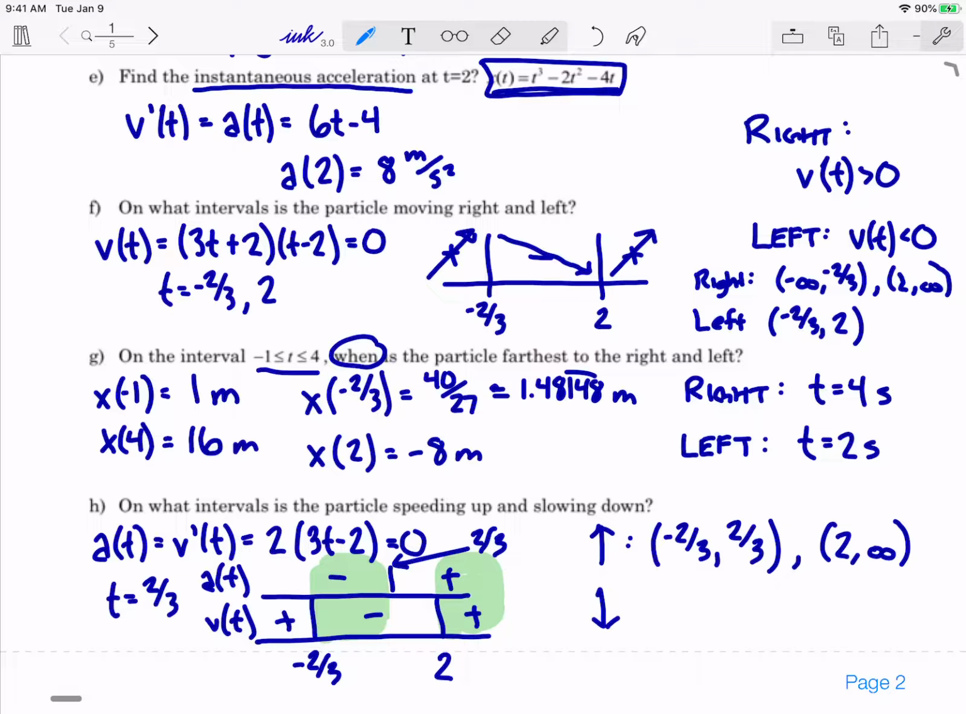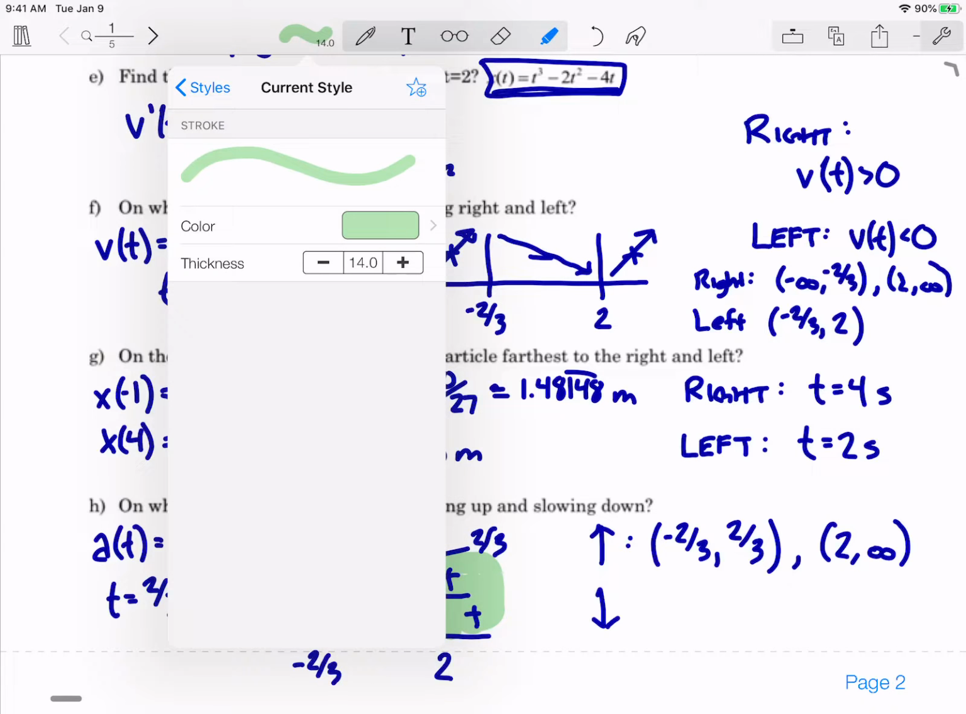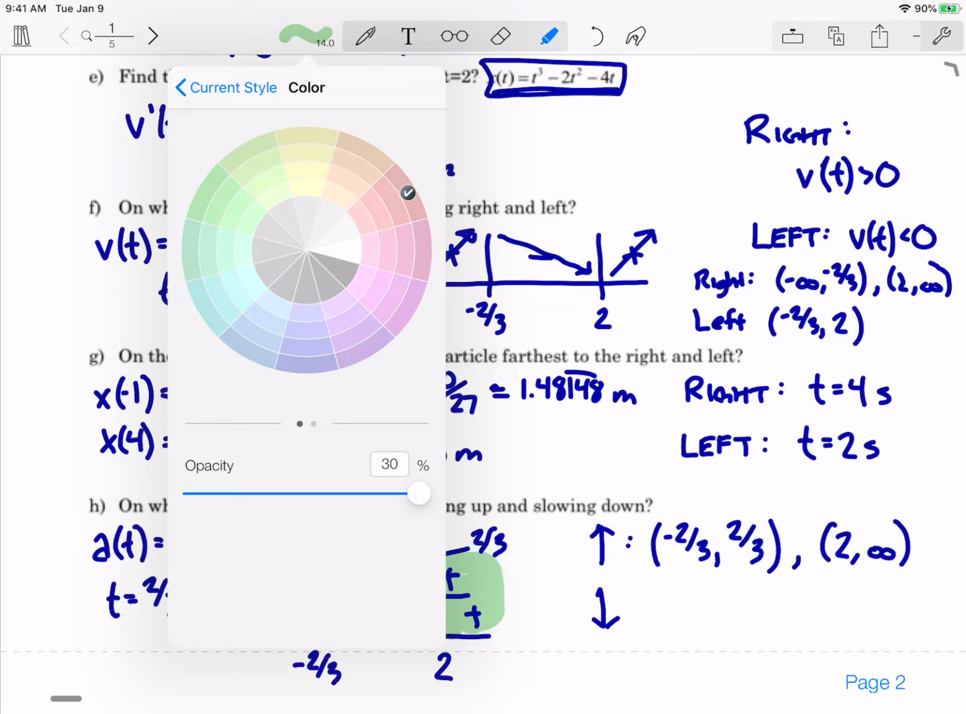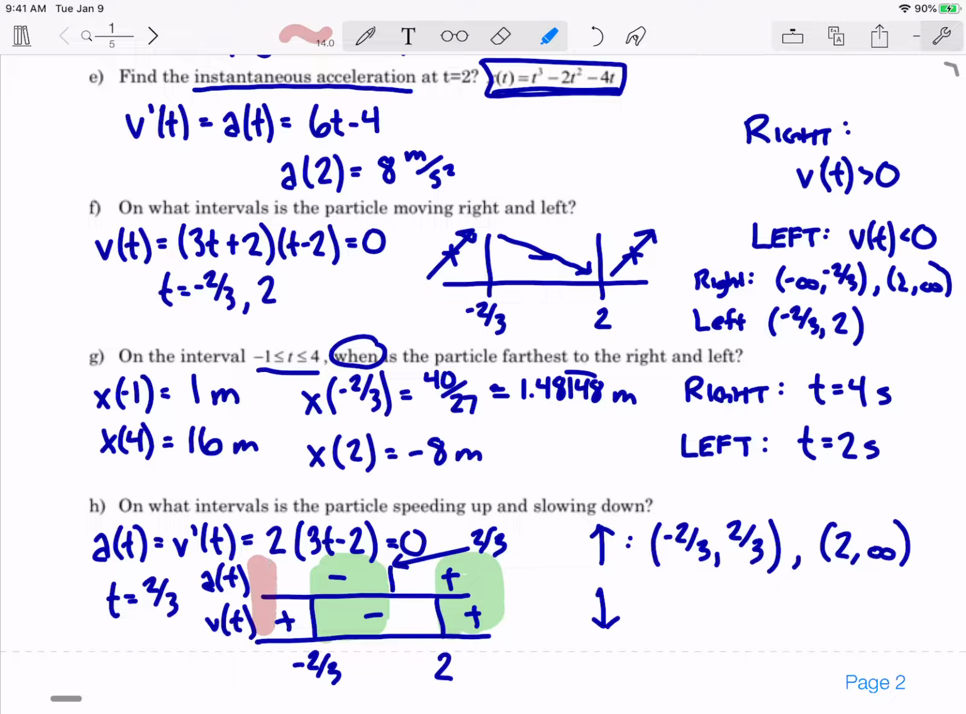Slowing down is everywhere else. I'll go ahead and highlight that in red for you. So that's where I am opposite. So here I've got negative acceleration, positive velocity. Here I've got positive acceleration and negative velocity.